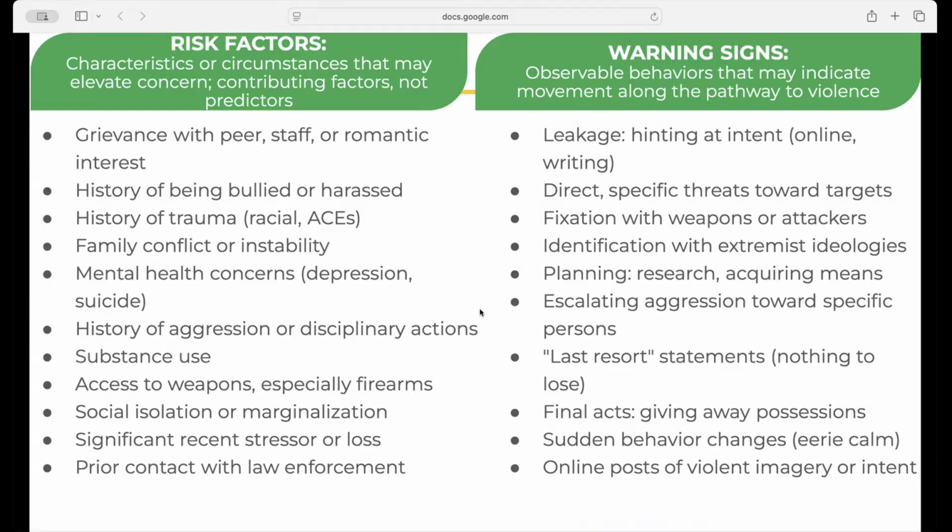And then warning signs are observable behaviors that may indicate movement along the pathway to violence. That could include leakage, which is hinting at intent, such as via online or writing, direct or specific threats towards targets or individuals, fixation with weapons or attackers, identification with extremist ideologies, planning, research, acquiring means, escalating aggression towards specific persons, last resort statements, something that sounds like they feel they have nothing to lose, final acts such as giving away possessions, sudden behavior changes, or online posts of violent imagery or intent.